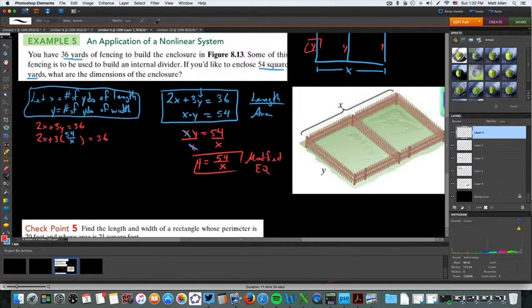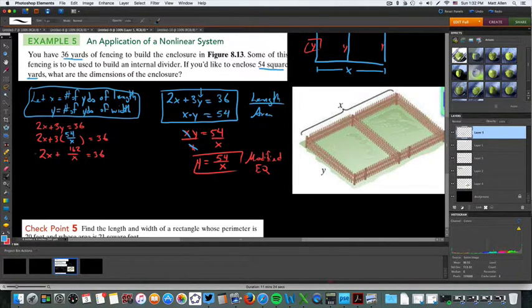What we're going to do is go ahead and simplify this here. Looks like 3 over 1 times 54 over x. Well, 3 times 50 is 150, and 3 times 4 is 12. So 162, and this is a plus, 162 over x equals 36.